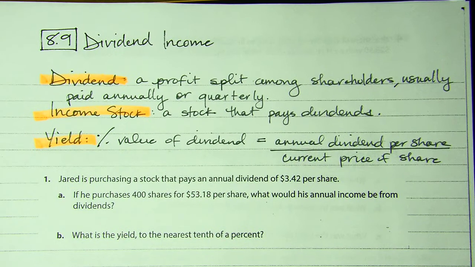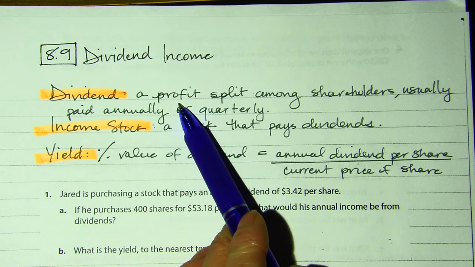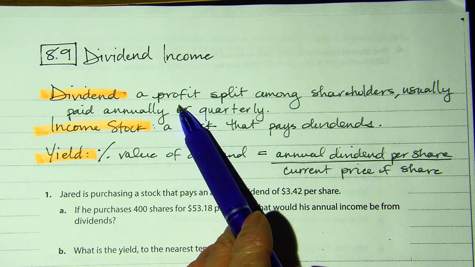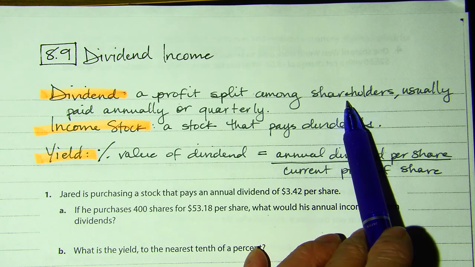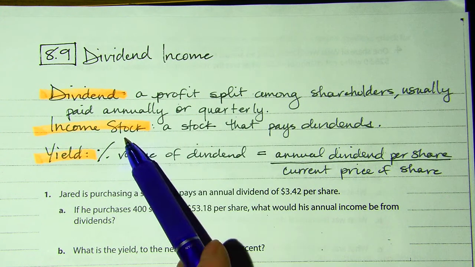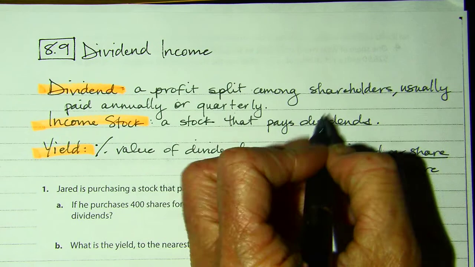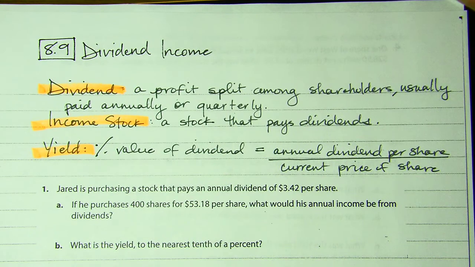Afternoon, financial algebra. We are going to cover the last section of Unit 8 on dividend income. Income is money that you receive or that your accounts receive. The definition of a dividend is a profit split. If there is a profit in a stock, it is split amongst all the shareholders, you being one of them, and it's usually either paid once a year or every quarter. An income stock is a stock that pays dividends. Not all stocks are income stocks, but most that you invest in are.